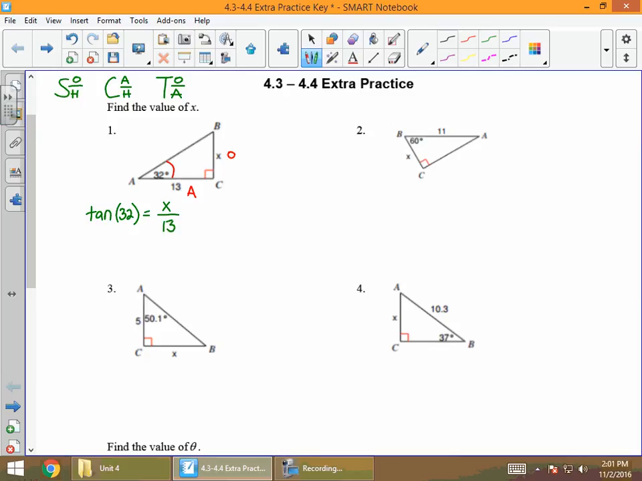So in order to solve for X, I would have to multiply both sides by 13, because on the right side of the equation, you can see X divided by 13. So if I multiply both sides by 13, I will get 13 times the tangent of 32 equals X, because the 13s will cancel one another. So in your calculator, you'll type in 13 times tangent of 32. I will round everything to 1 decimal point. You should get approximately 8.1.